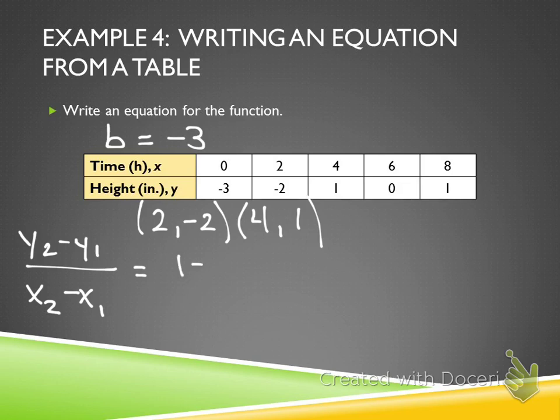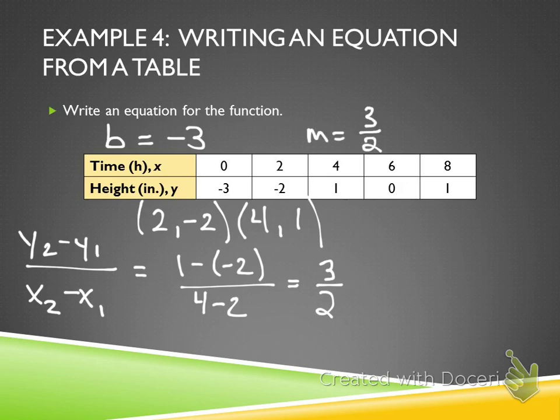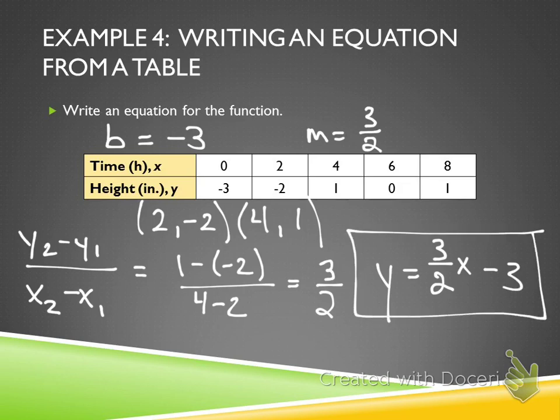All right, so 1 minus -2 over 4 minus 2 is going to be 3 over 2. Did y'all get that for your slope? M equals 3 over 2, so now you just have to plug them in and write your equation. Y equals 3 over 2x minus 3. And there's your equation. All right, so that's it for example 4.